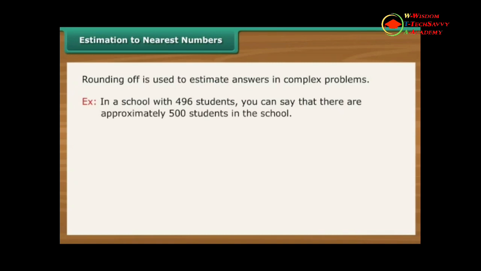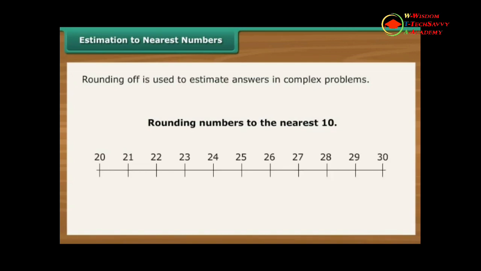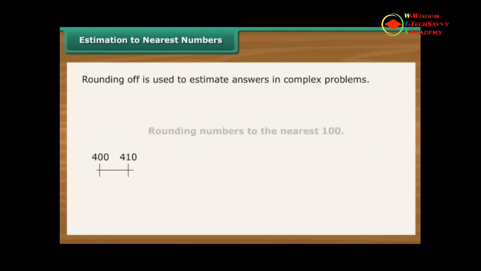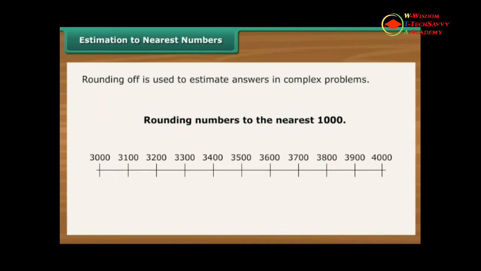Estimation to nearest numbers. As we come across large numbers, performing calculations on them becomes complex. To avoid the complexity, estimation or rounding off is used. For example, in a school with 496 students, you can say that there are approximately 500 students in the school. Rounding numbers to the nearest 10 means finding which 10 they are nearest to. For example, 23 rounded to the nearest 10 is 20. Rounding to the nearest 100: 423 rounded to the nearest 100 is 400. Rounding to the nearest 1000: 3800 rounded to the nearest 1000 is 4000.